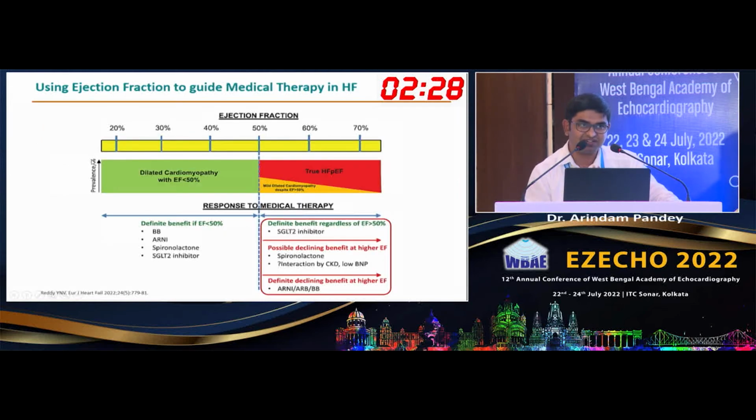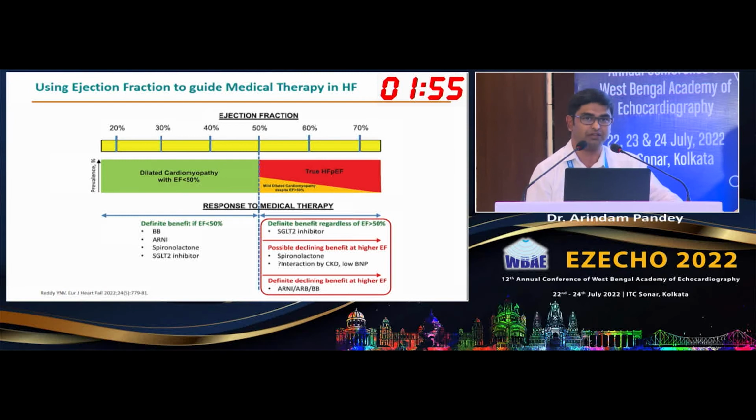So, using ejection fraction to guide medical therapy in heart failure: if the patient has an ejection fraction less than 50%, so heart failure with reduced ejection fraction, we all know there are 4 pillars nowadays with established mortality reduction: beta blocker, ARNI, spironolactone, and SGLT2 inhibitor. In this particular group, a new molecule known as vericiguat has also shown results, though it is a class 2B indication nowadays. Why? Because there are some limitations of the trial.